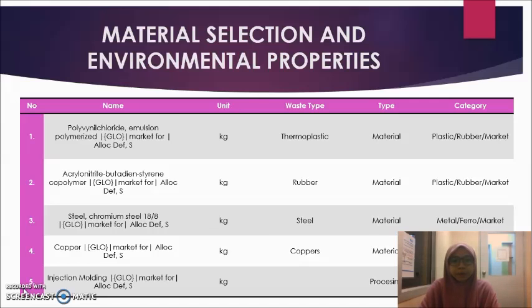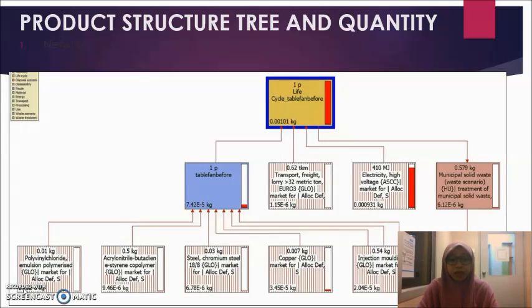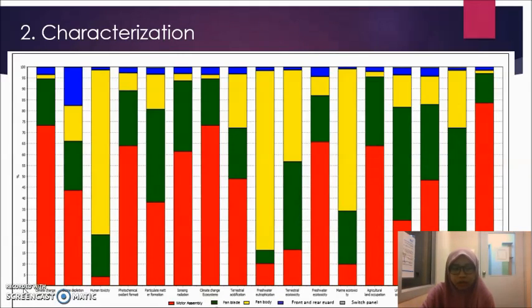Okay, we proceed about the product structure, tree, and quantity. We can see here that our total product is 1.119 kilogram. The product tree consists of the transport, electricity, solid waste, the five main materials, and one process. The main process is injection molding, to make the fan body, etc. Here you can see there are 11 characterizations after we use the SimaPro software.